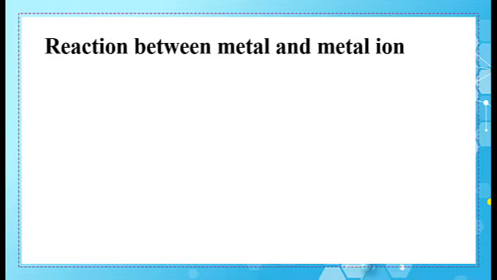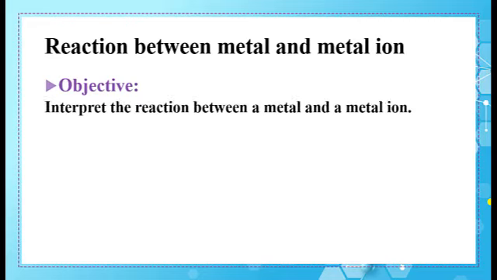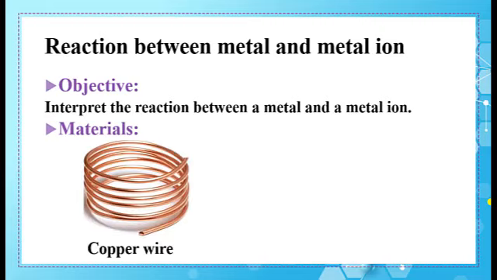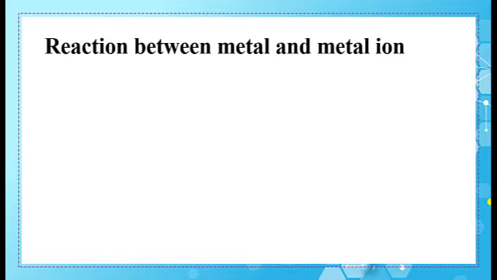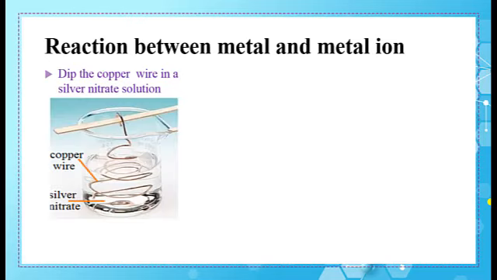First, we have to talk about a reaction between a metal and a metal ion. We are going to perform an experiment about this idea. The objective of this experiment is to interpret the reaction between a metal and a metal ion. Materials needed during this experiment are a copper wire, a silver nitrate solution and a beaker. The procedure of this experiment: first, we have to dip the copper wire in a silver nitrate solution, as you can see in this figure.